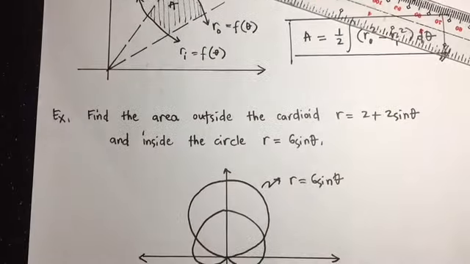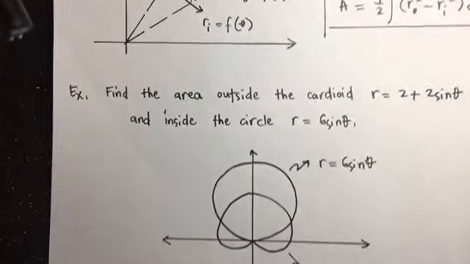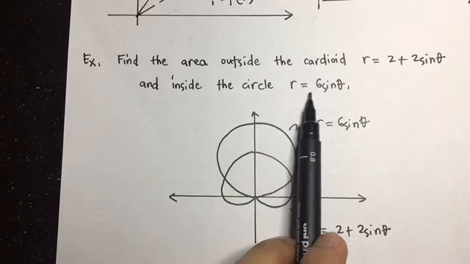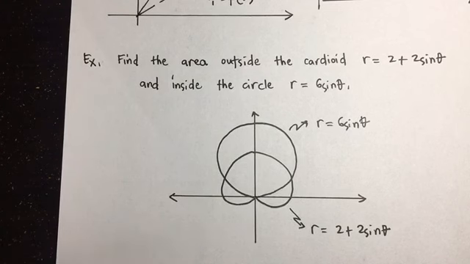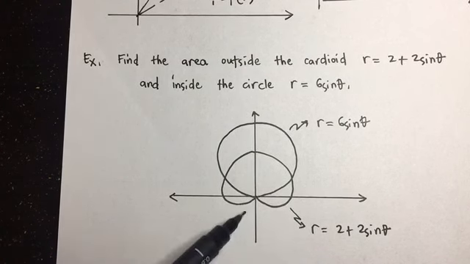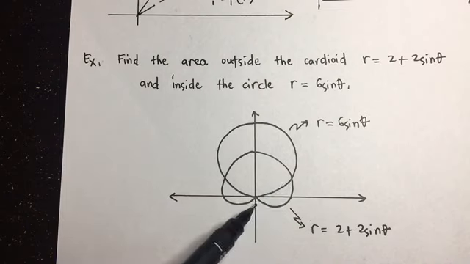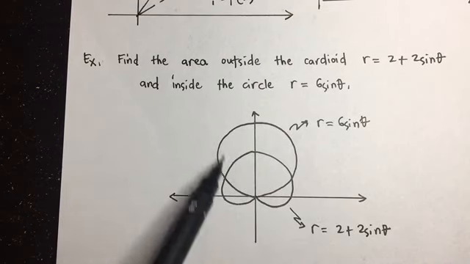Let's say we have this example. Find the area outside the cardioid r is equal to 2 plus 2 sine theta, and inside the circle r is equal to 6 sine theta. Luckily, in this example, we are already given the curves, so we can see how they look. We have a cardioid, which from the name itself is in the shape of a heart, and then the circle r is equal to 6 sine theta, which obviously is a circle.